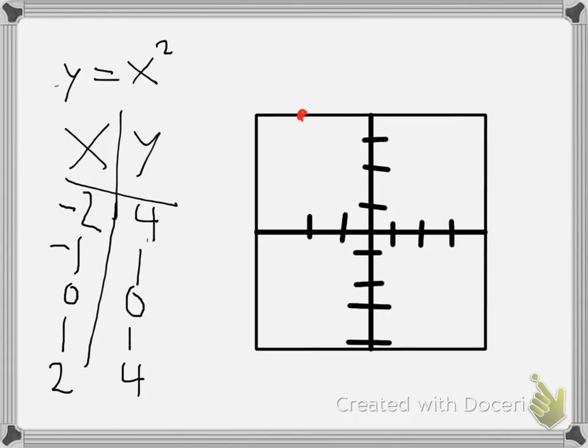And for the next one, -1, +1, I would go to the left 1 and go up 1. Make a point there. 0, 0, I would simply make a point at the origin. For 1, +1, I would go to the right 1 on the x and up 1 on the y. And finally, for x equals 2, y equals 4, I'd go to the right 2 on the x-axis and up 4 on the y-axis. And now that I have all these points, I can connect them together in a curved line.